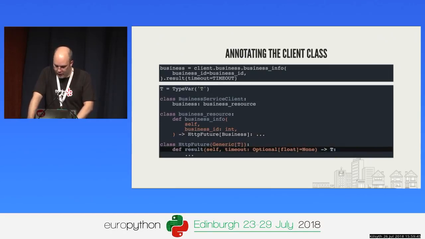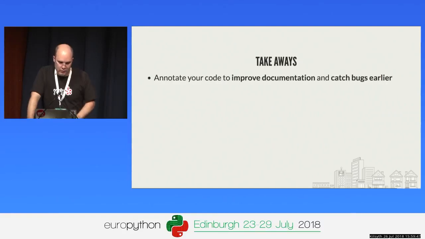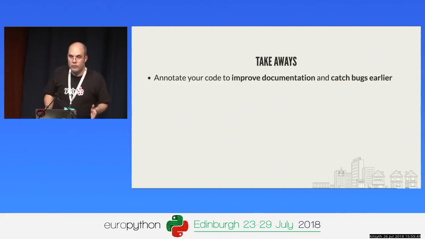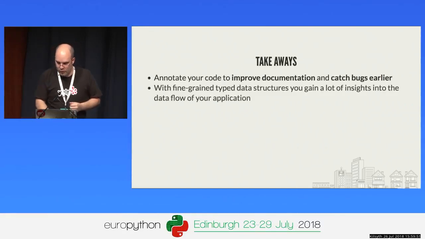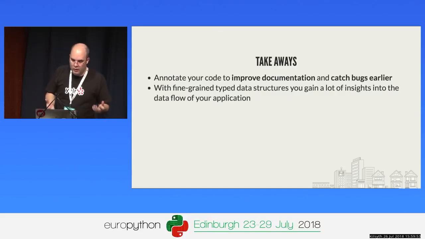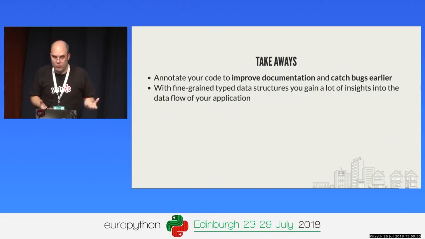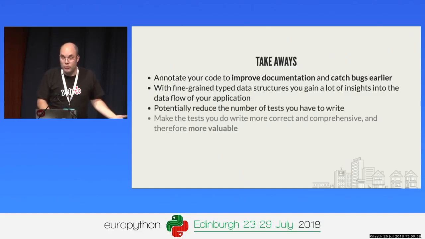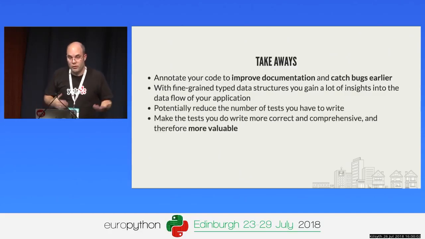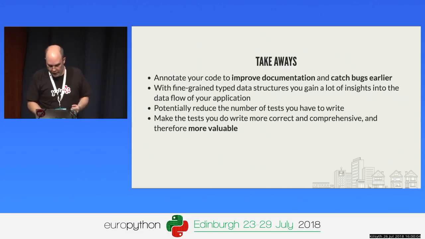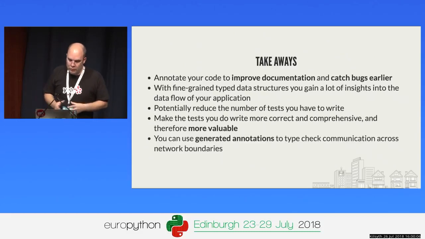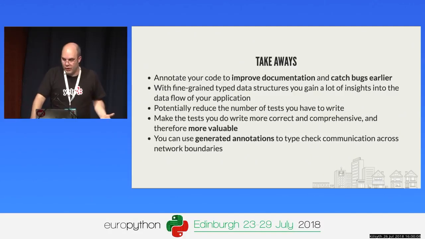So, takeaways. Annotate your code to improve documentation and catch bugs earlier. Fine-grained typed data structures really help you understand the data flow of your application. Reduce the number of tests you have to write, and especially make the tests you do write more valuable. And you can use generated annotations to type check communication across network boundaries.